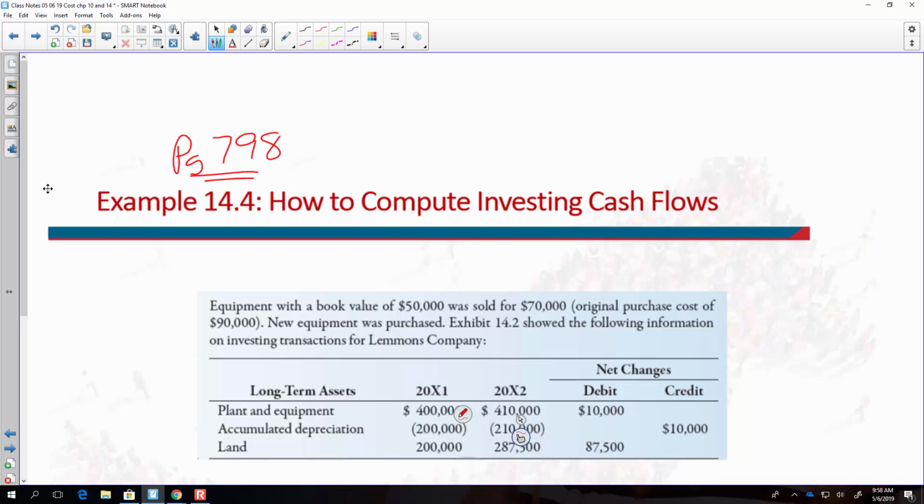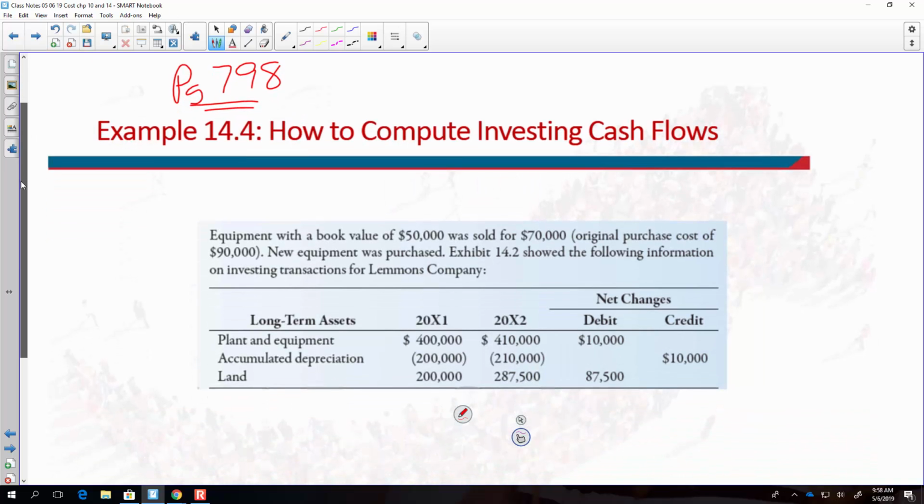Page 798. One of the tasks on Wednesday is to look at the net changes. What's happening? Those net changes tell us a story, basically.